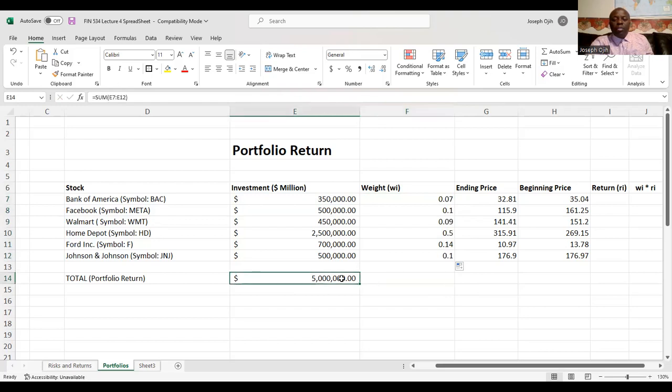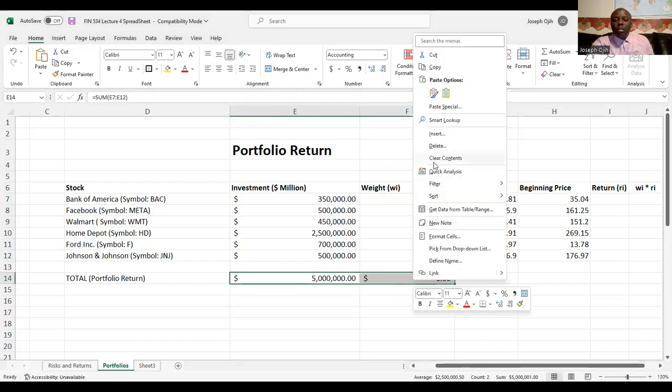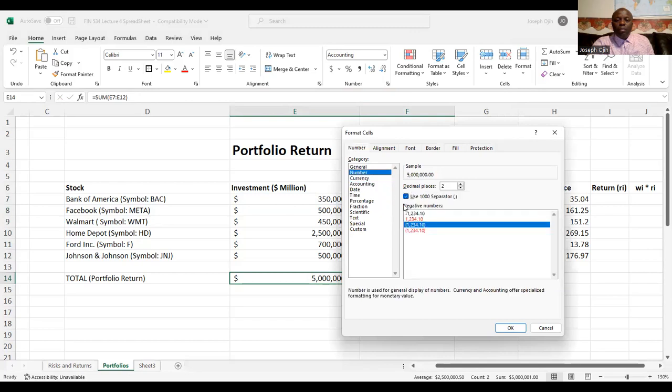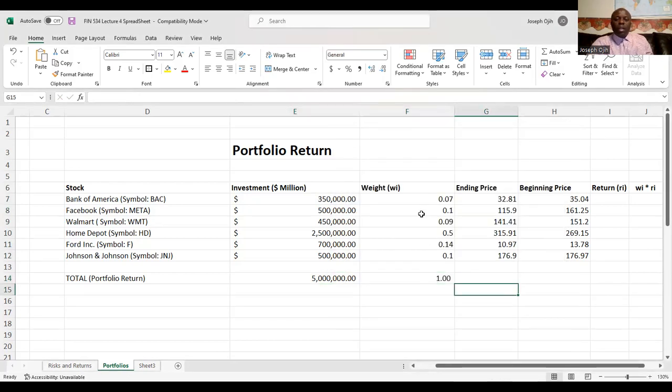Giving us, when you add them together, right? The sum, copy this sum here. It's 1, not dollar, just 1. So I'm going to format this cell, make it just a regular number. See? Now, these are the weights.